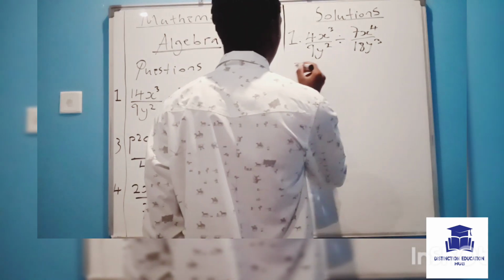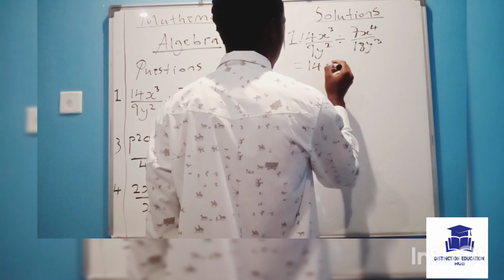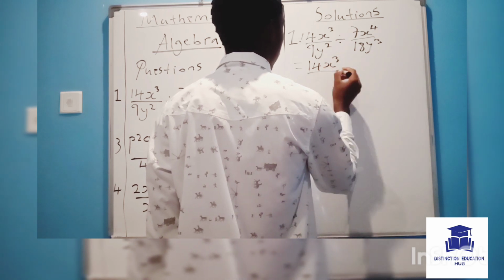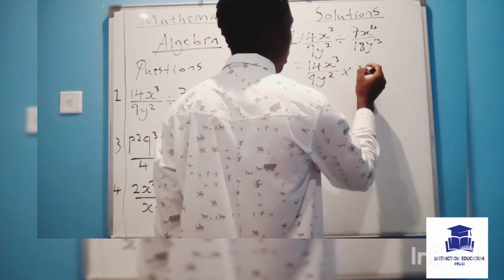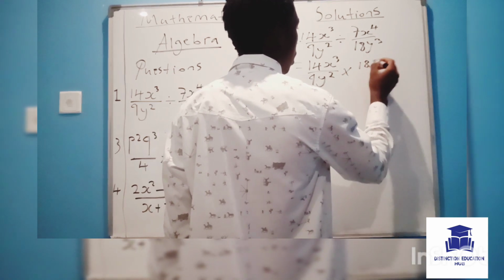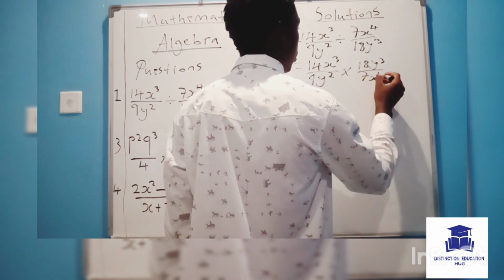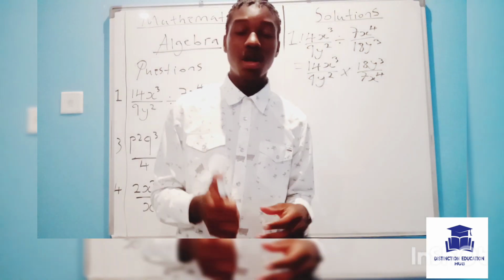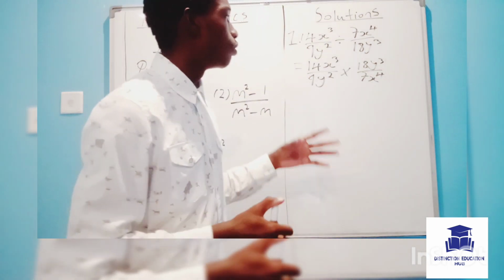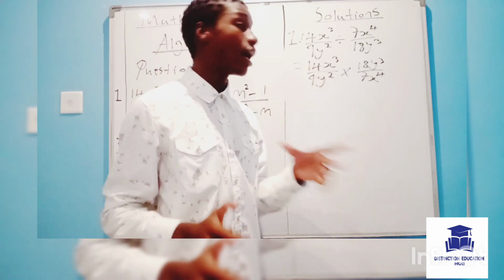So you have 14x to the power 3 over 9y to the power 2 multiplied by 18y to the power 3 over 7x to the power 4. Don't forget that, guys. Remember, in algebra, in order for you to make things easy, you have to open up your mind. You have to think outside the box.